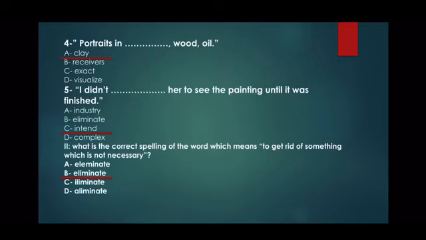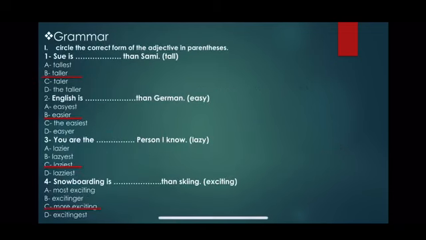Now we are going to have a question which is similar to this question. What is the correct spelling of the word which means to get rid of something which is not necessary? Actually, this word is eliminate. You have multiple choices, okay? You're going to choose the correct spelling for the word, and of course, it is B, eliminate, which starts with an E. So this is the perfect answer. So you should be familiar with the spelling of words. Now let's move to grammar.